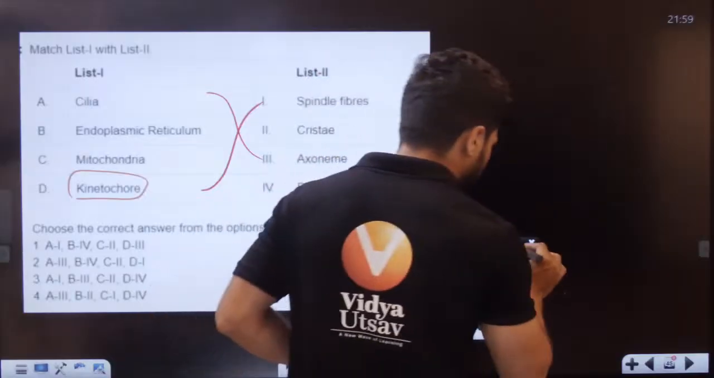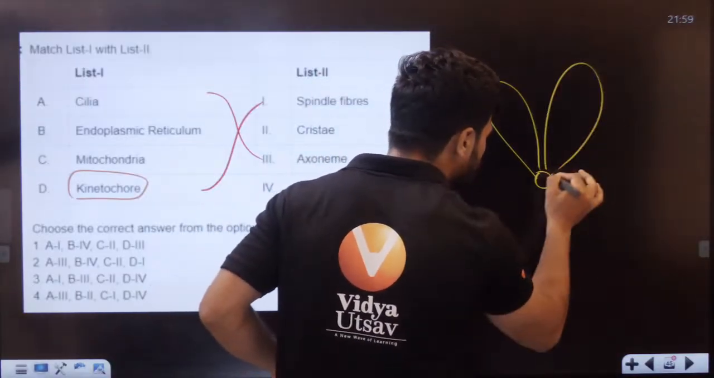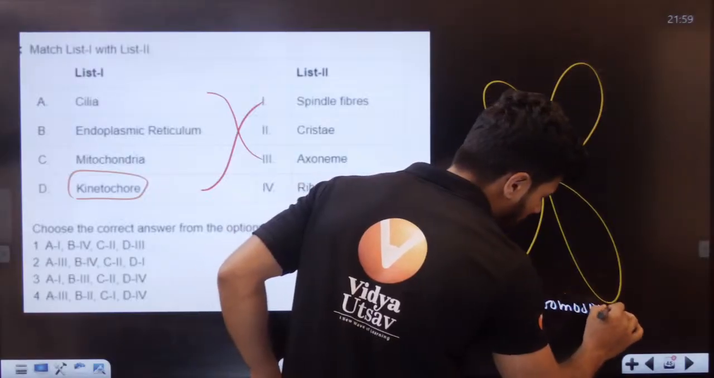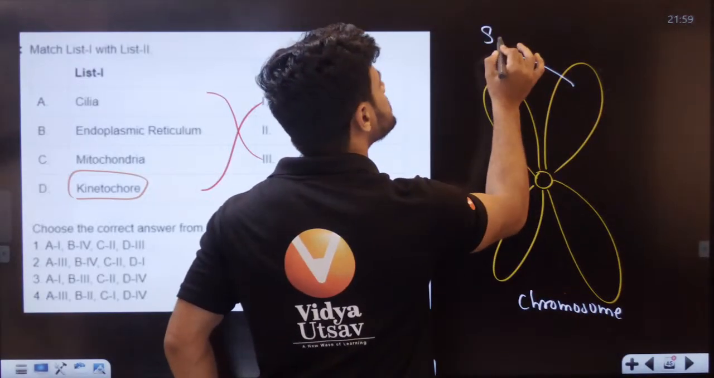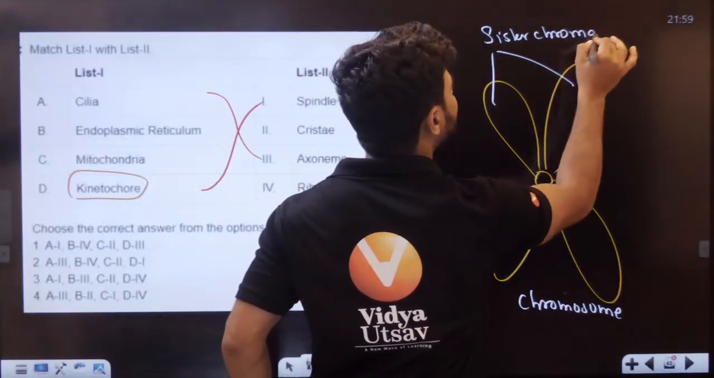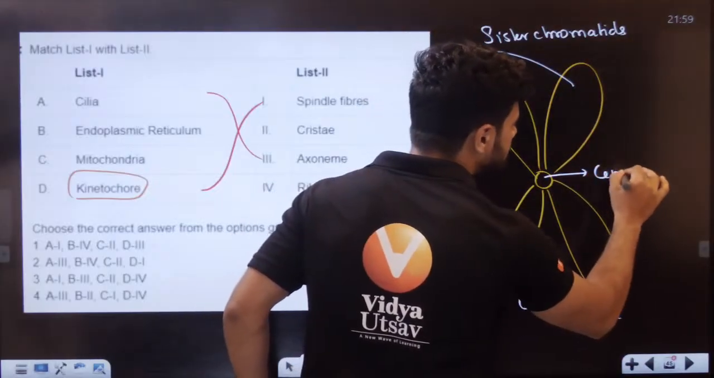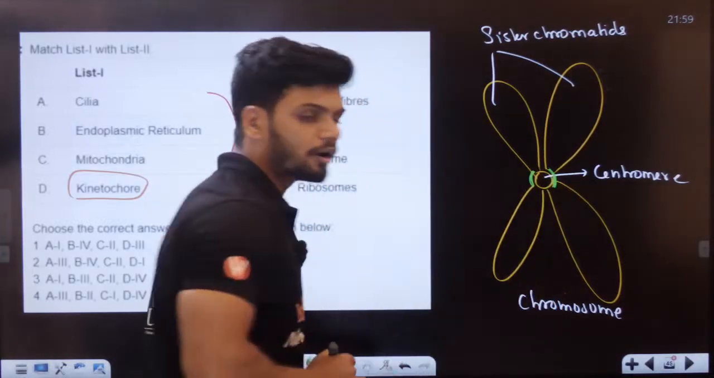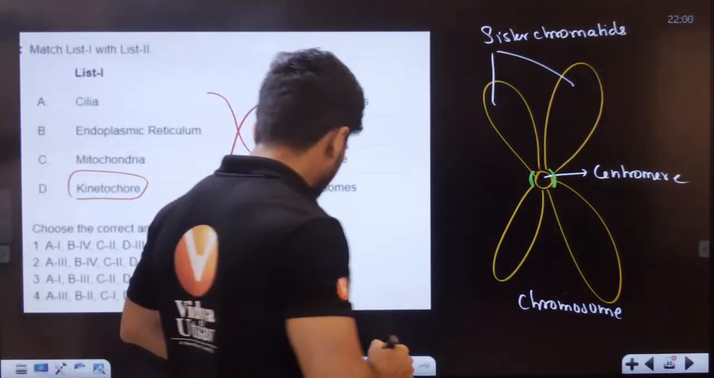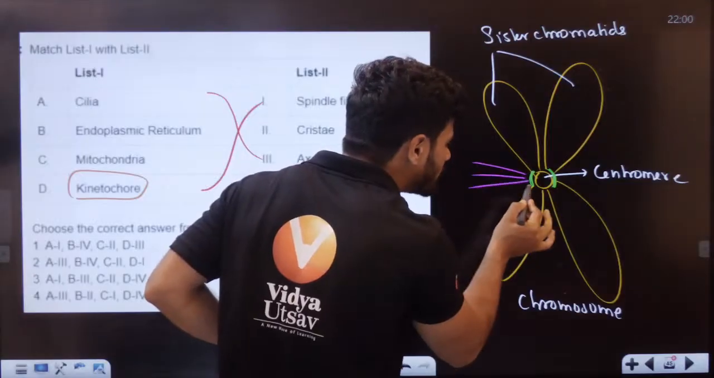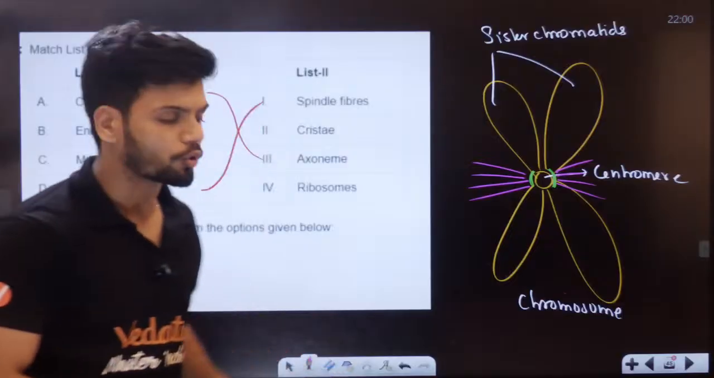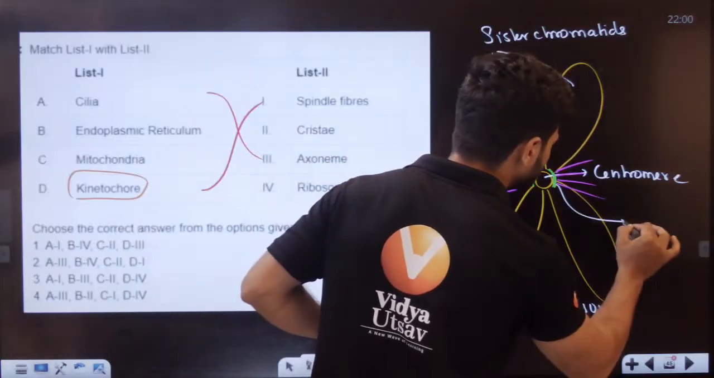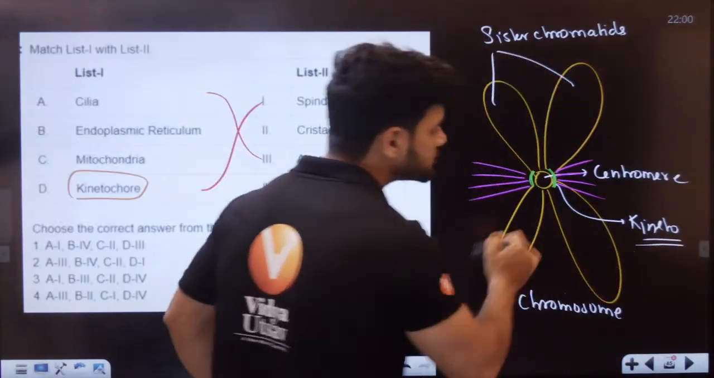If this is a chromosome, these are called sister chromatids. The middle part is the centromere. Around the centromere we can find the kinetochore. On this kinetochore, all the spindle fibers will attach. That's why I said kinetochore, spindle fiber: the green colored part is the kinetochore, and the spindle fibers attach around it.